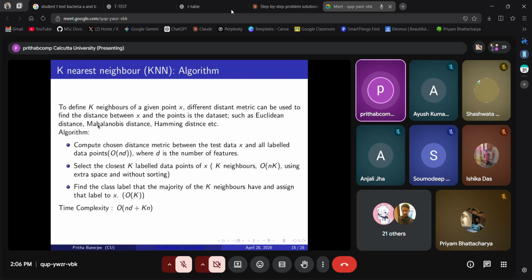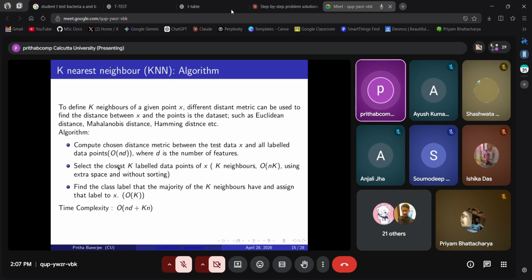So in the algorithm, we compute the chosen distance metric between the test data x and all labeled data points. It takes big O of n times d, because d is the total number of features. Even if you use Euclidean distance, you find the difference of all the d things, then square them, add them, then take the square root. So that is how you calculate your distance metric, and that is why d is also considered here. This part is going to take big O of nd time.